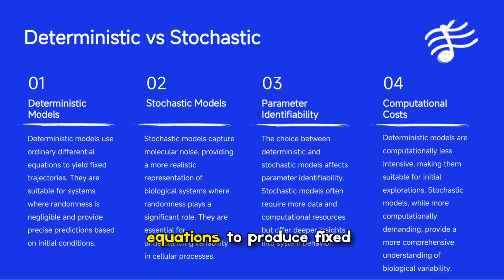Deterministic models use equations to produce fixed trajectories given initial conditions, while stochastic models capture biological noise and variability, offering a more realistic picture when randomness matters. The choice affects parameter identifiability and computational cost. Deterministic approaches are cheaper and precise, whereas stochastic methods demand more resources but reveal variability and deeper system behavior.